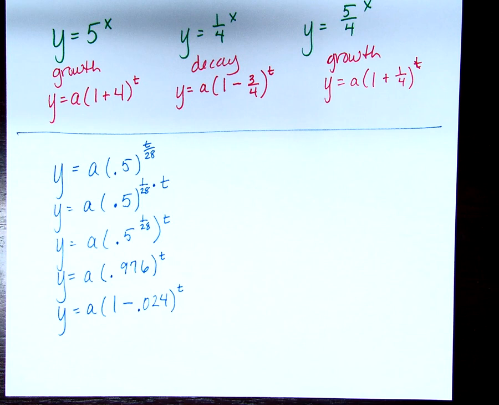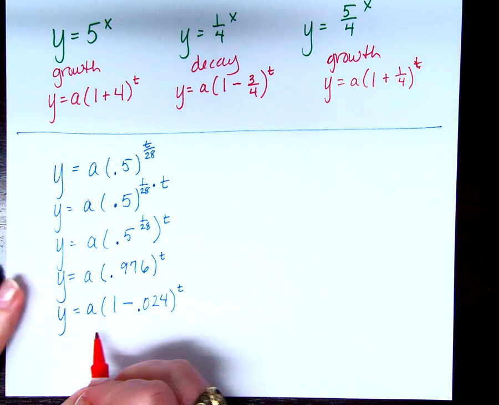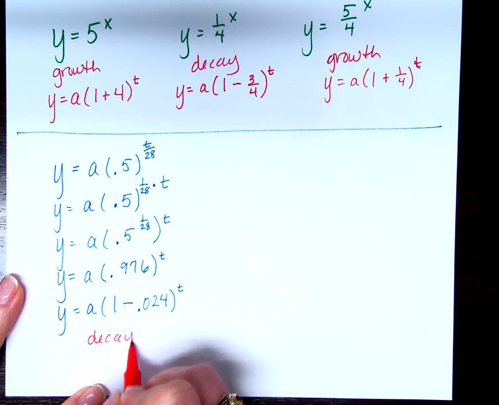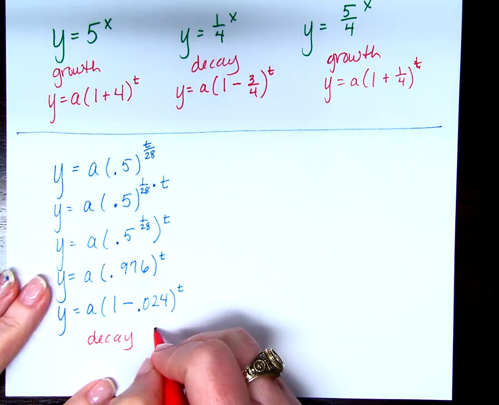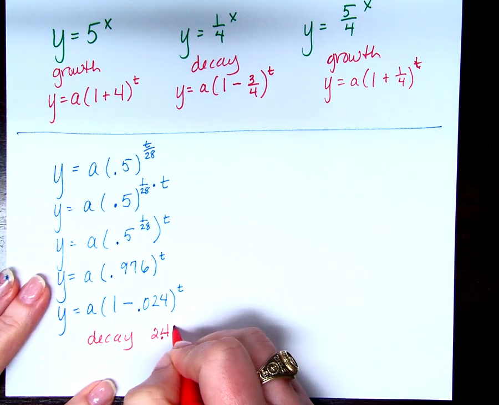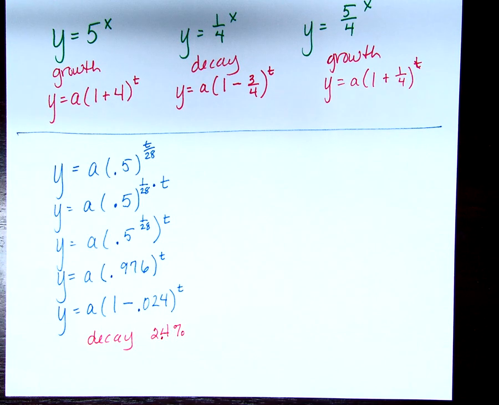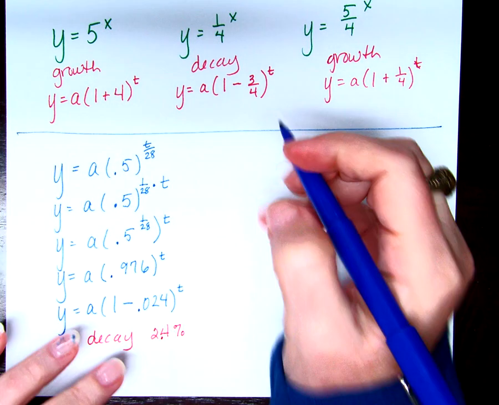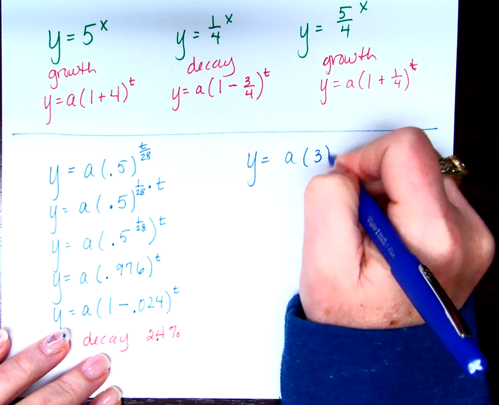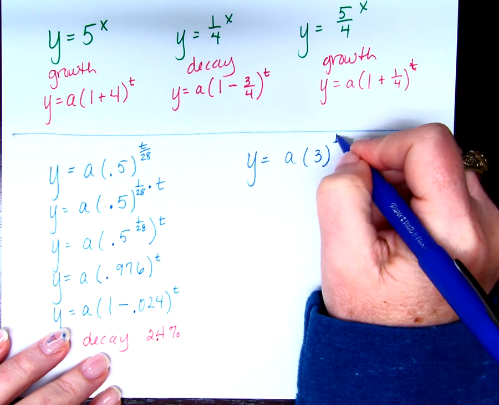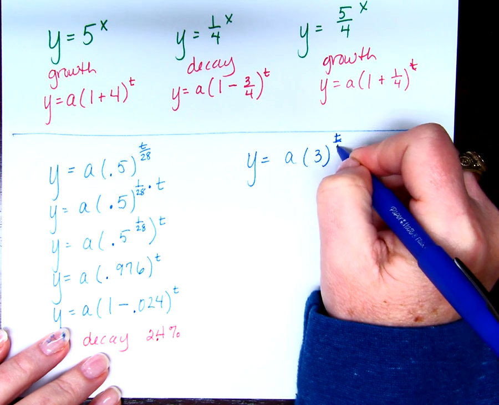Now tell me officially if it's growth or decay. Decay. And now tell me by what rate is it decaying? 2.4%. Does that make sense? Yes? Should I do another one? Yes? Okay, I'd be happy to. Y equals A times 3 to the... oops, sorry, this is a t over 4 power.